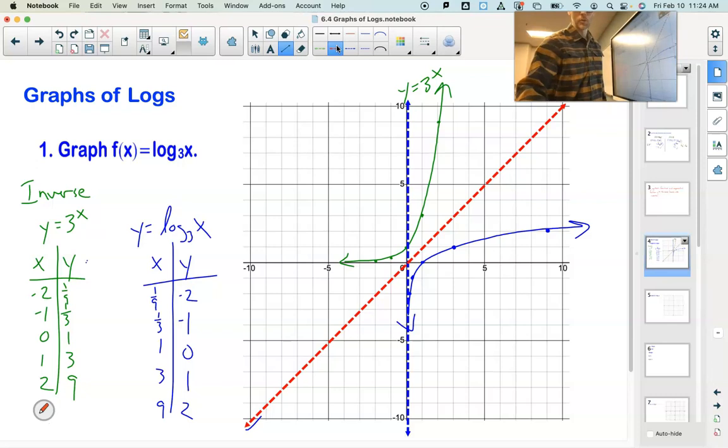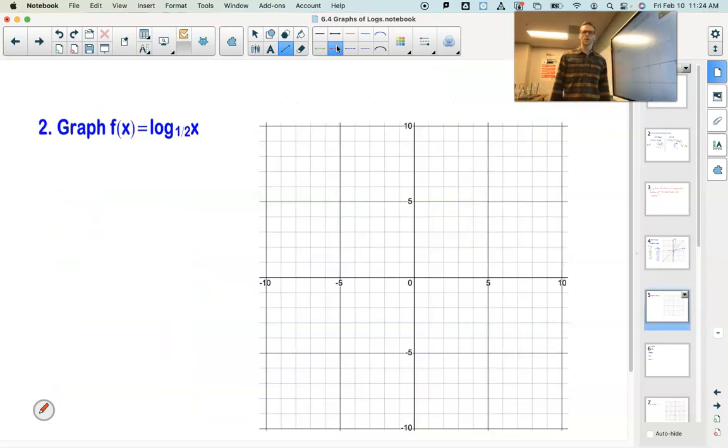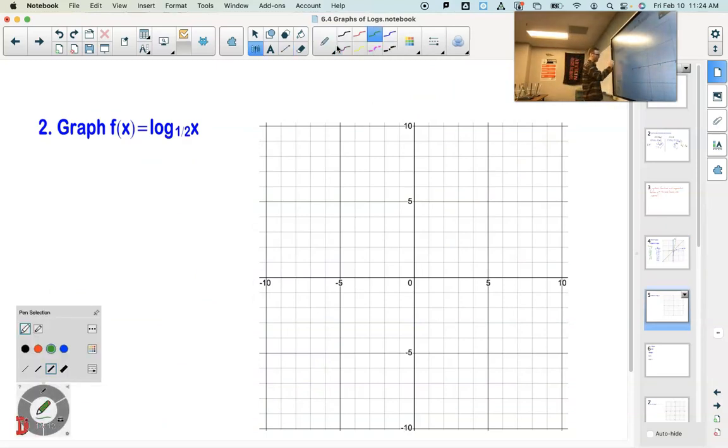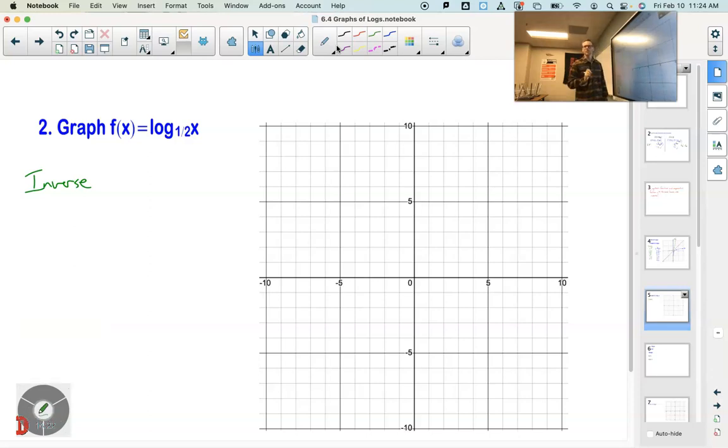Okay. Let's try another one. Let's graph f of x equals the log base 1/2 of x. So again, my process is first, identify this function's inverse. What's the inverse of y equals a log base 1/2 of x? It's y equals 1/2 to the x. So what are those points?